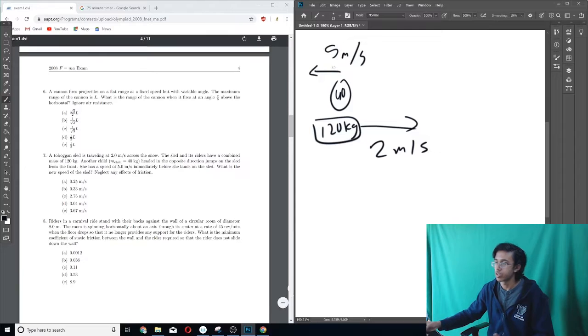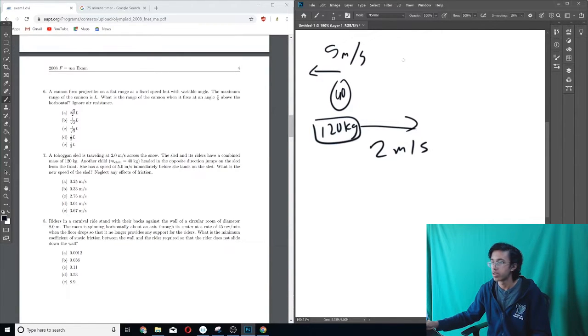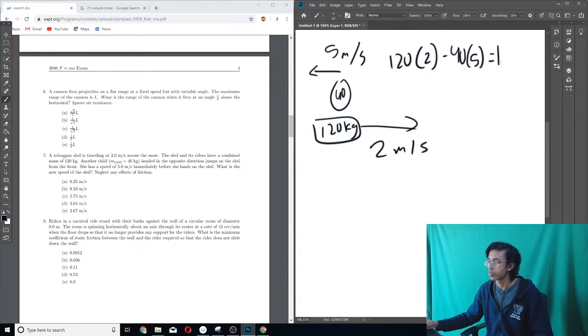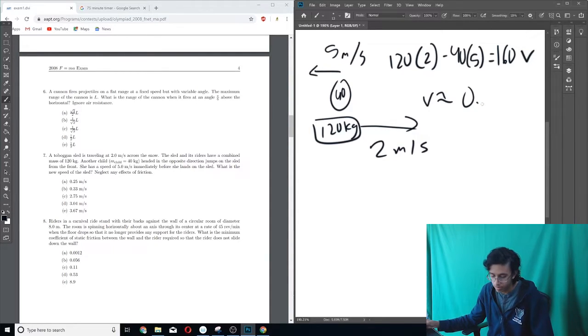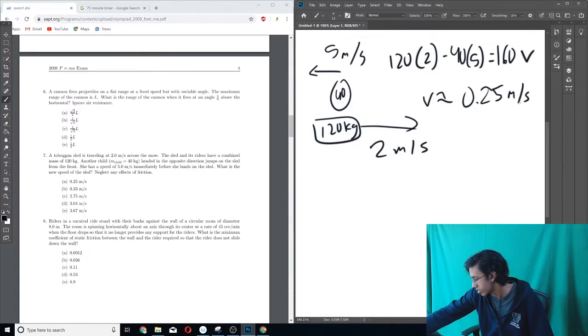In an inelastic collision, you say that 120 times 2 is the momentum in the direction of the sled. And then the momentum in the opposite direction is 40 times 5, mv. And then this is just equal to the total mass, which is 160 after they stick together, times the final velocity. So we just plug this into our calculator and we get that v is approximately 0.25 meters per second, which is A again. Too many A's, this is sketchy.